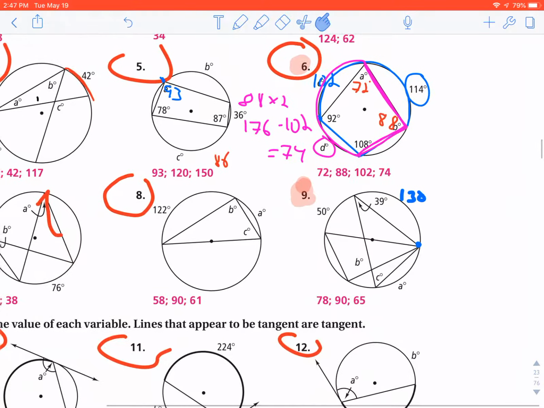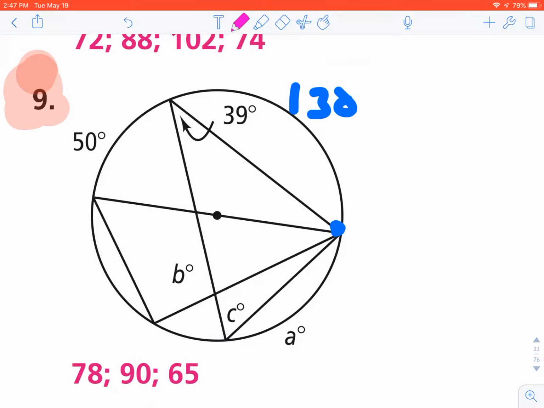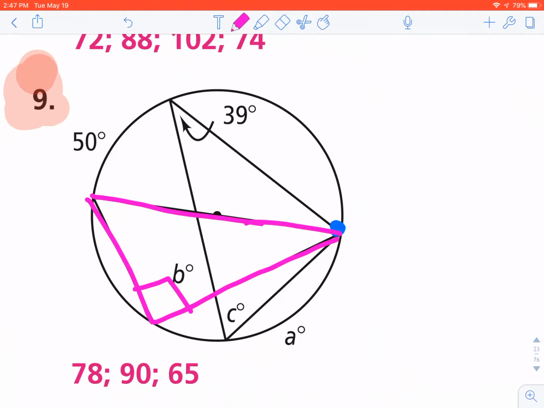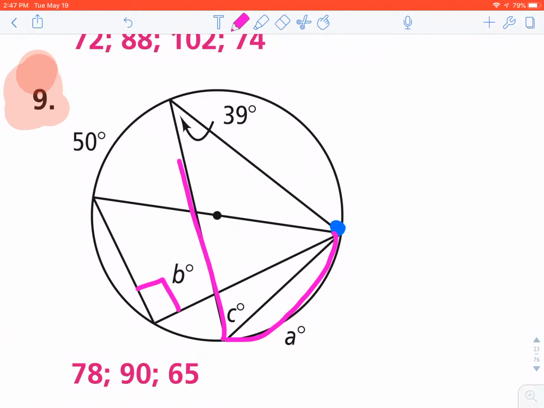Okay? Number 9, I know the first one I started in alphabetical order of the letters. You don't have to do that. As I look at this right away, I remember that whenever a diameter is created, the inscribed angle off that diameter is 90 degrees. So I know B right away is 90 degrees. So I'm going to put that 90 degree mark there. Maybe that'll help me out in some other problems. Maybe it won't. I just saw that first, so that's where I started. I also see that arc A is created by this angle here that is 39 degrees. Well, if I double 39, that gives me 78 degrees there.